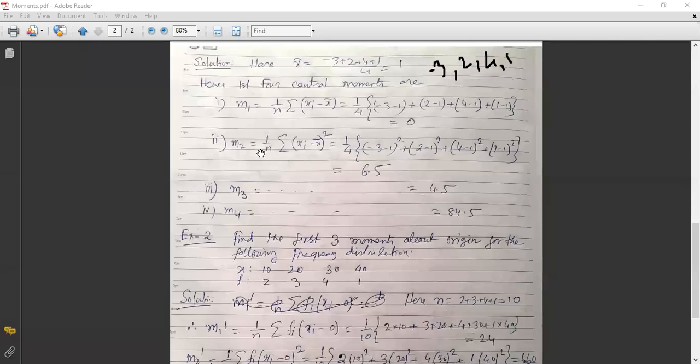Then M2, the second order moment. The formula is 1 by n summation xi minus x bar the whole square. The value is (-3 minus 1) square plus (2 minus 1) square, and so on. That gives M2, the second order moment, and you can get 6.45. Similarly, M3.